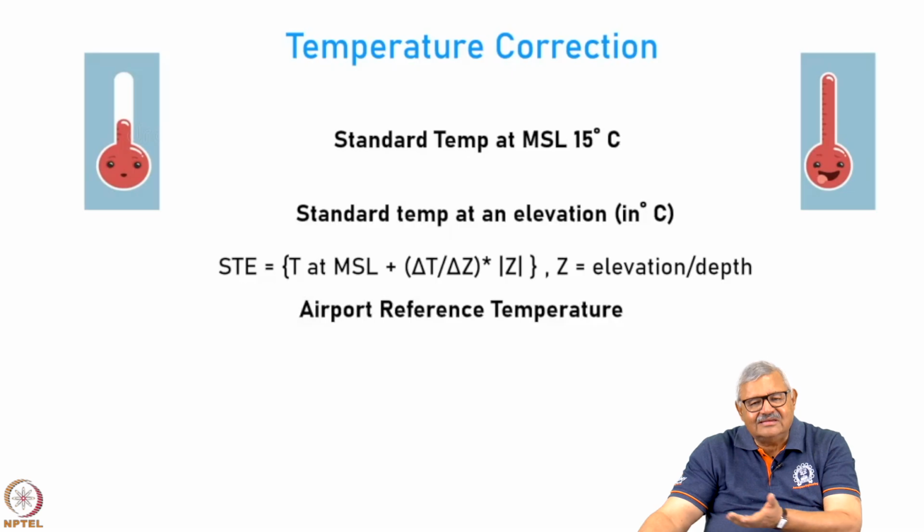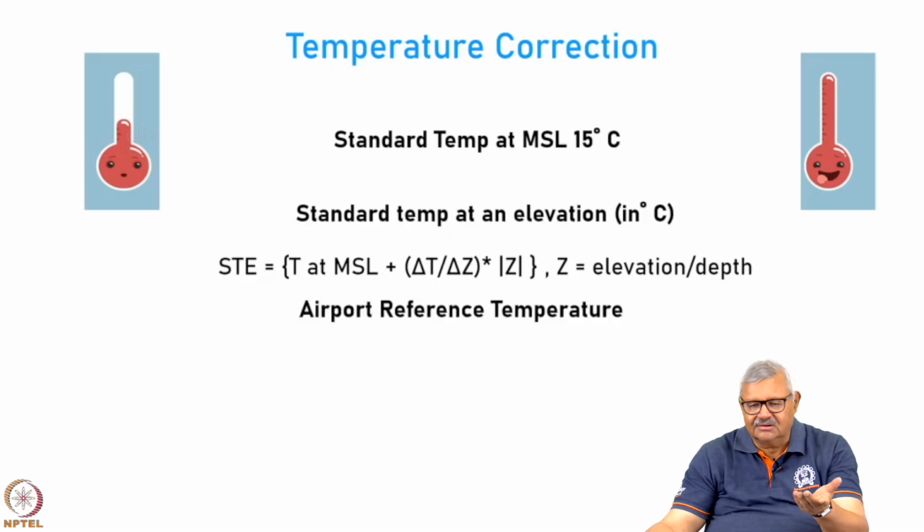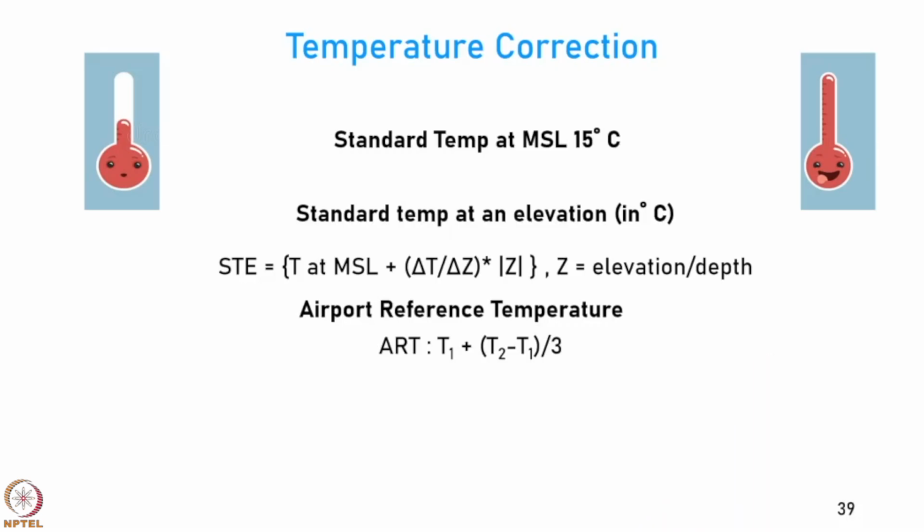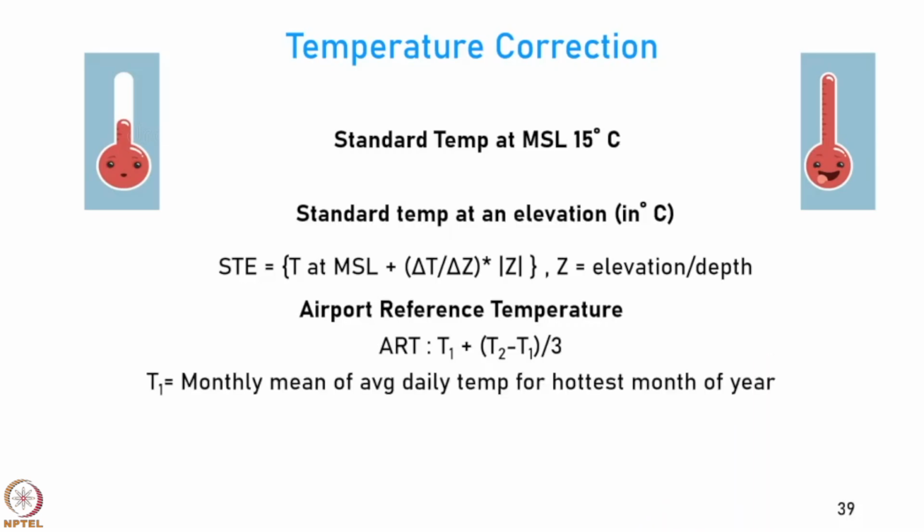Now, temperature does not remain the same throughout the month or throughout the year; even on a daily basis there is a change. So, we have something called ART, which is the airport or aerodrome reference temperature. This is equal to T1 plus (T2 minus T1) divided by 3. What is that? T1 is the monthly mean of average daily temperature for the hottest month of the year. So, what you do is identify the hottest month, the month during which the temperatures are the highest, and in that month take the mean of the average daily temperature. That value is T1.